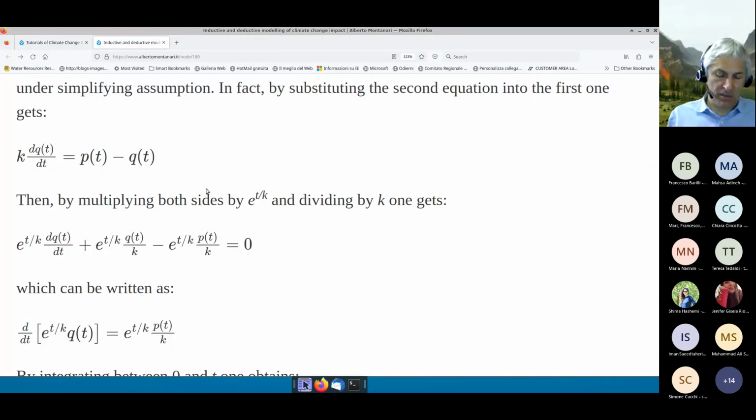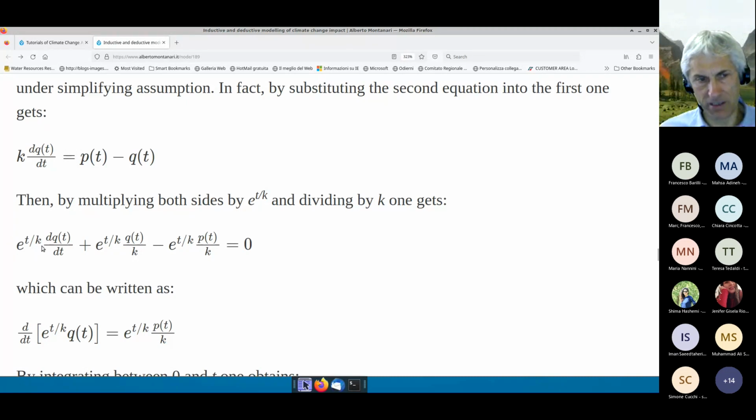How can we make this integral? Please remember this development, because this is one of the few quantitative analytical questions that I may ask you at the exam. So if you are able to make this simple development, hopefully there is a mutual satisfaction of me and you. So the way to integrate this relationship is first to multiply both sides by this quantity e to the power of t divided by k, and dividing each member by k. So if you look, for instance, at the first term, it is derived by multiplying the Q over the t.